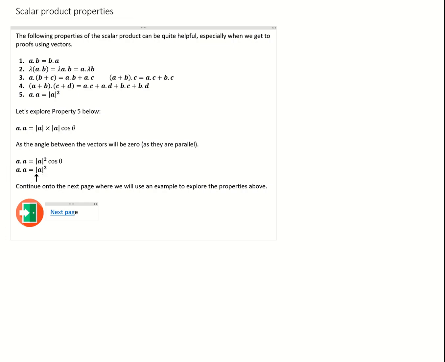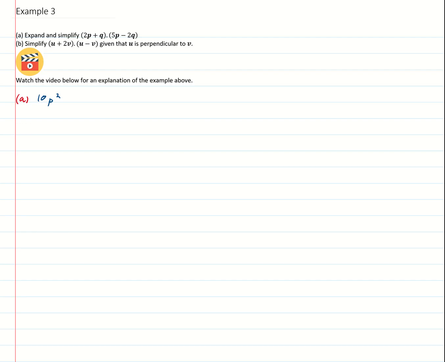Now because this is just a scalar, it's just the magnitude of a squared. So we don't need to write it as a vector because it's not a vector anymore. So we can just write it as p squared. We don't have to underline it, and that's all good.